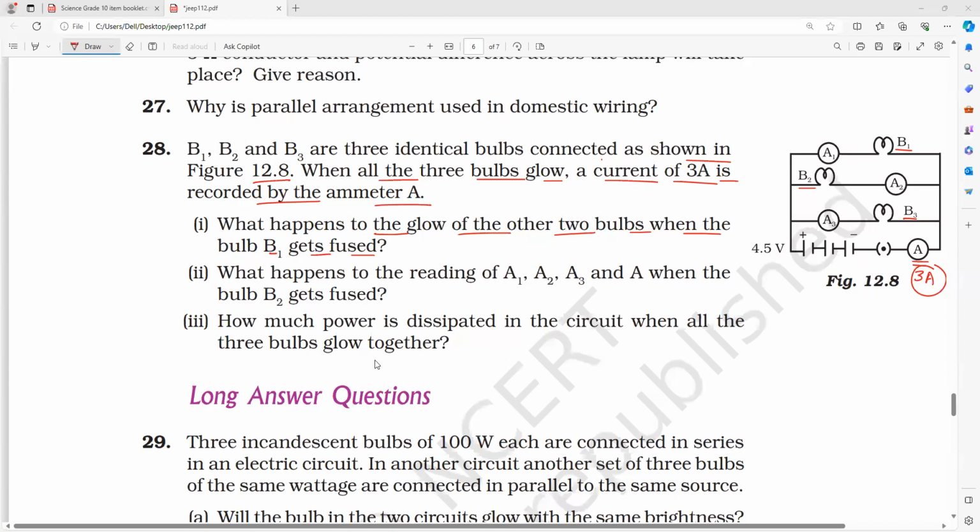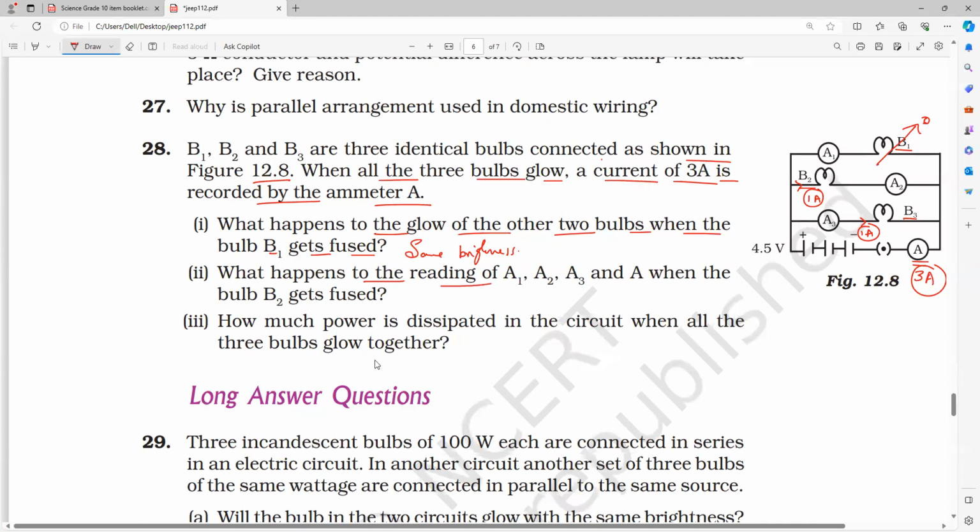So what will happen now? What happens to the glow of the other two bulbs when the bulb B1 gets fused? So B1 got fused. Still, what is the current passing through B2? The same 1 ampere. B3 also the same 1 ampere. So same current, same glow, same brightness.